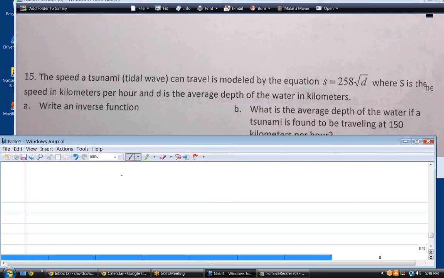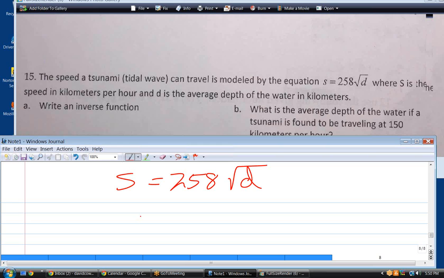So S equals 258 root D, where S is the speed of the tidal wave and D is the average depth of the water in kilometers. Let's write an inverse function. I'm not sure why they're starting off each of these problems by having you write an inverse function, because we're not using the inverse function after we come up with it. Right. Okay, that's all right though.